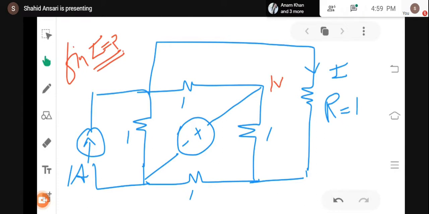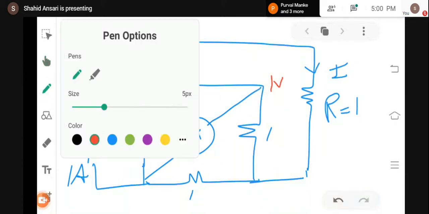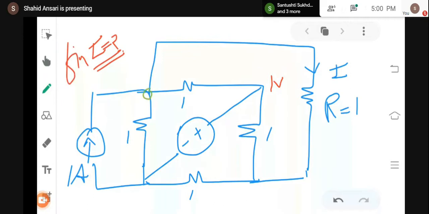All this particular point can be considered as one node. This can also be considered as one node. This can also be considered as one node. This can also be considered as one node. Is it correct or not? 1, 2, 3, and 4. As per my observation, we have 4 nodes. Is there any other node which I am forgetting? No, sir. Is it okay? Okay. So here we have 4 nodes.